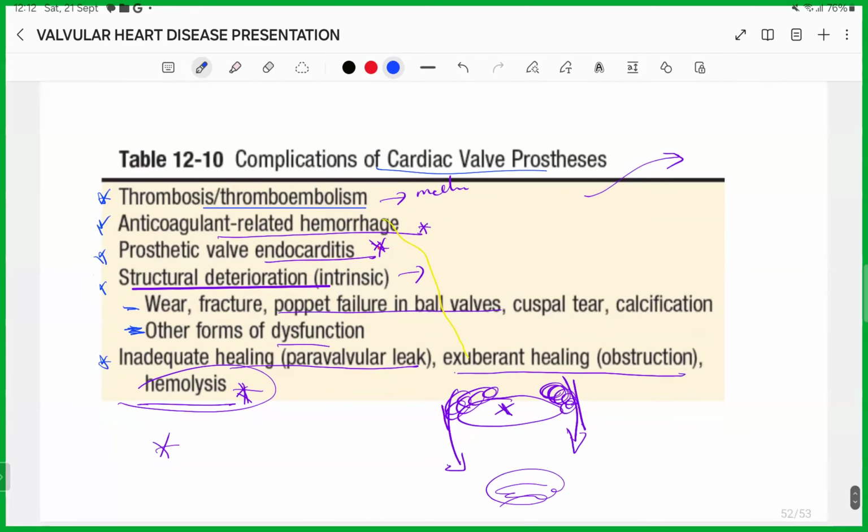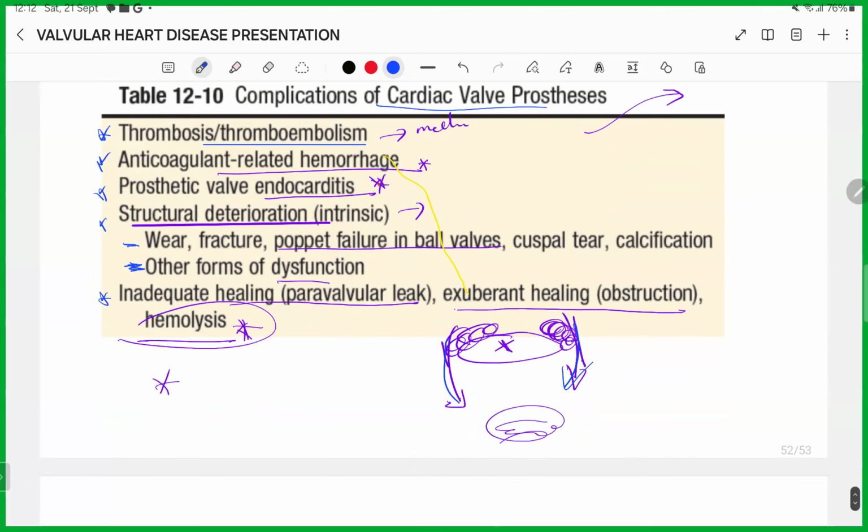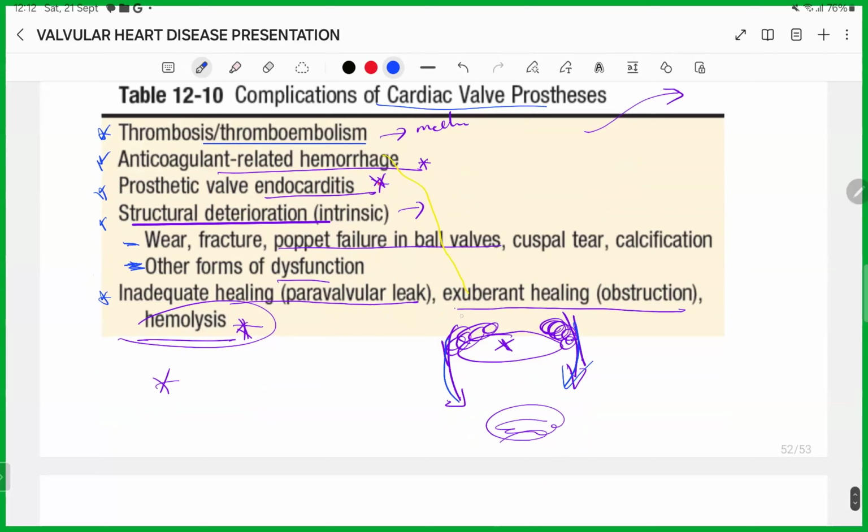So you have what is known as paravalvular leak. So it's leaking on the side. Instead of blood passing through the valve, it's passing on the sides of the valve, like so. And again, hemolysis, as you mentioned, or exuberant healing, where you have too much connective tissue covering the valve.